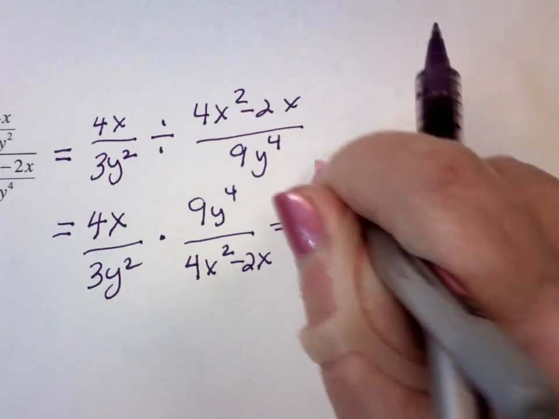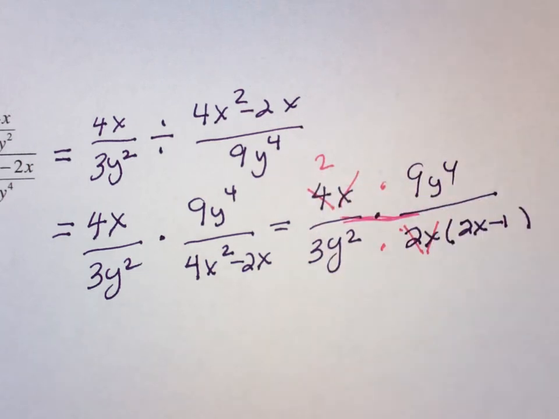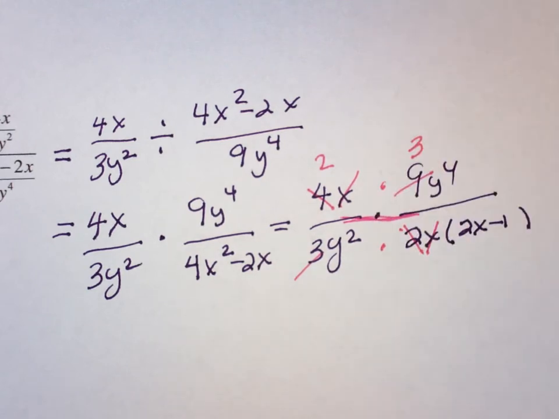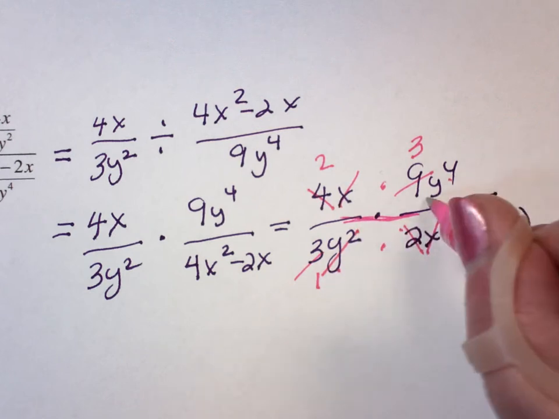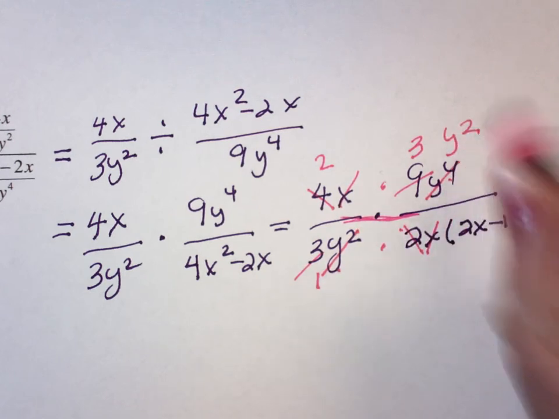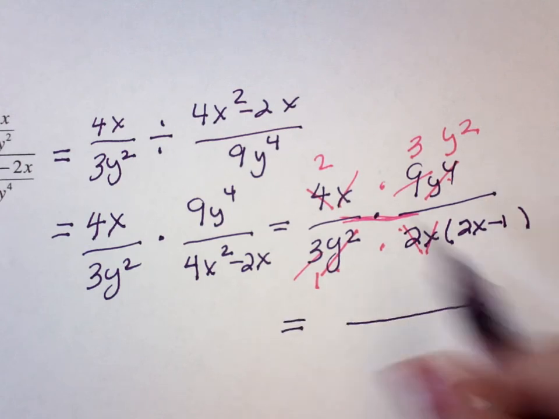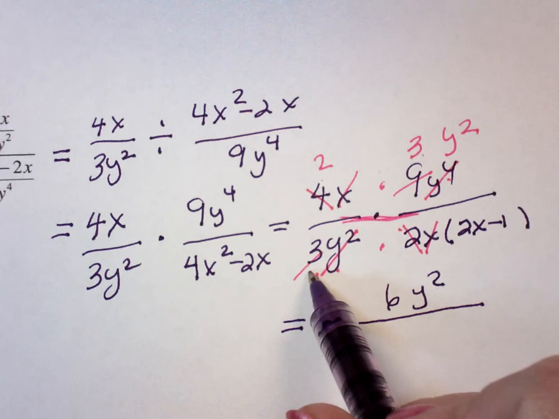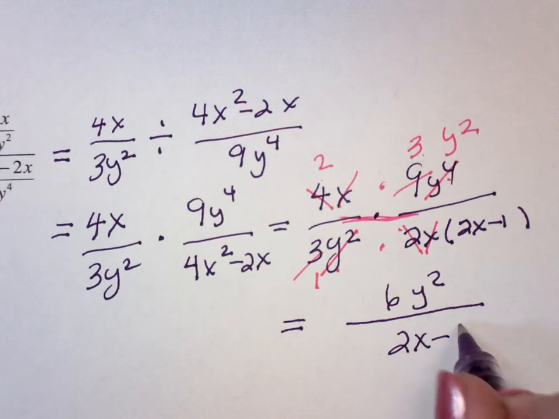2 divides 4 twice. The x's take each other out. 3 divides 9 3 times and divides 3 once. Y squared and y to the 4th. I've got 2 y's and I have taking 2 from there. And then that's all she wrote. This becomes 2 times 3, which is 6 y squared. 3 is gone, y squared is gone, 2 is gone, x is gone. I'm left with 2x minus 1.